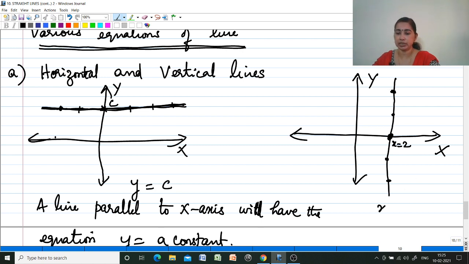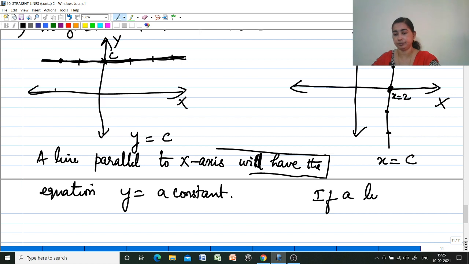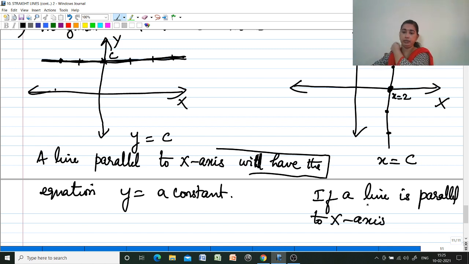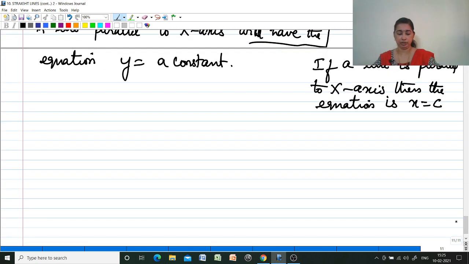So the equation of such a line is x is equal to a constant if the line is parallel to the y-axis. So those are the first two equations which you have to learn, that is x equal to a constant and y equal to a constant.